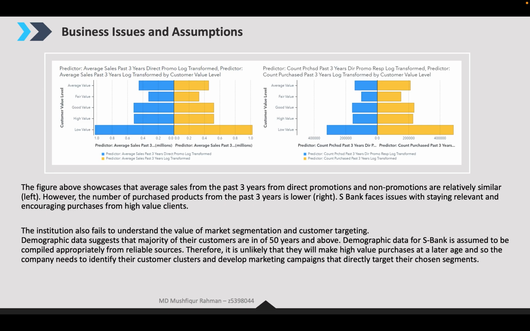It is to note that S-Bank must not dilute their customer value in an attempt to increase the number of products sold. It is also assumed that counts of purchased products are at a unit level for distinct products.